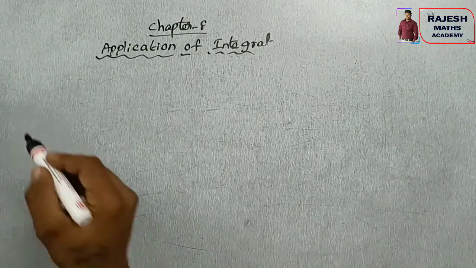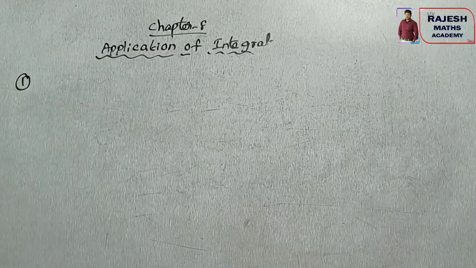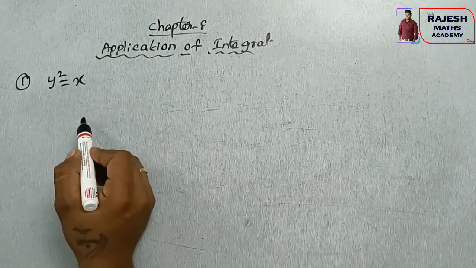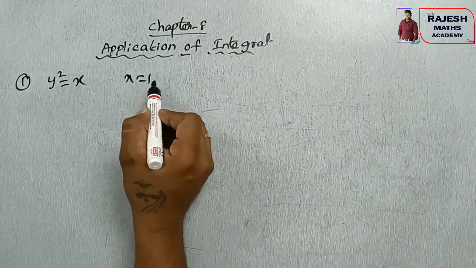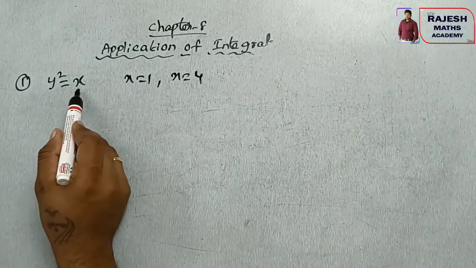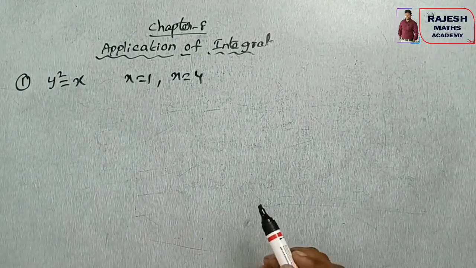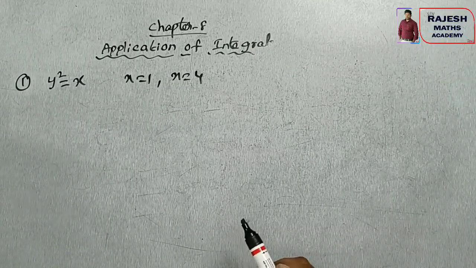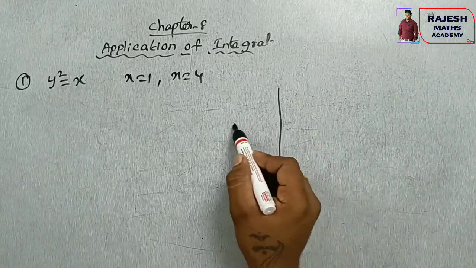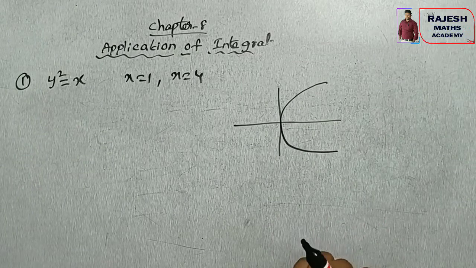So first question, what is given? Question number 1. Find the area of the region bounded by the curve y square equal to x, and the line x equal to 1 and another line x equal to 4. So y square equal to x means we can say that y square equal to 4ax, open rightward parabola. Using that same concept, we are going to draw the parabola now. Y square equal to x, rough sketch we have to draw. It will be like that, open rightward parabola.